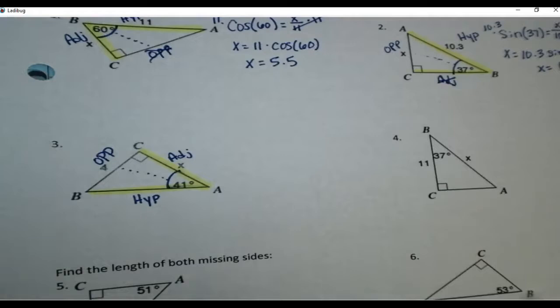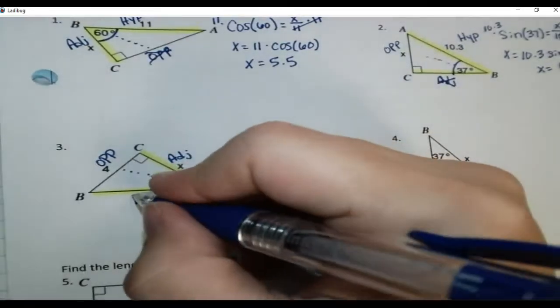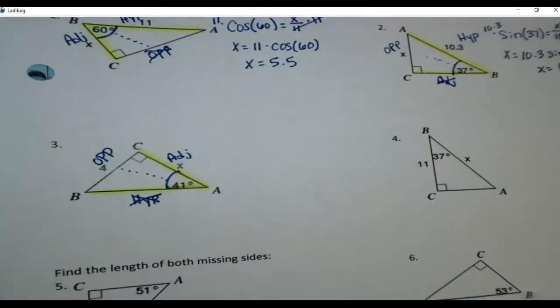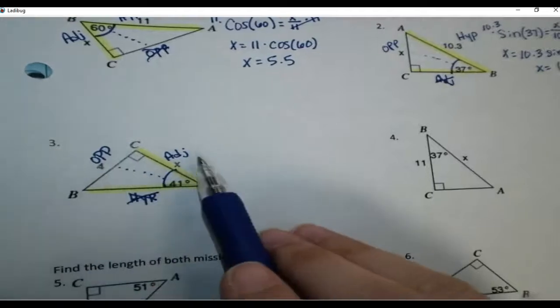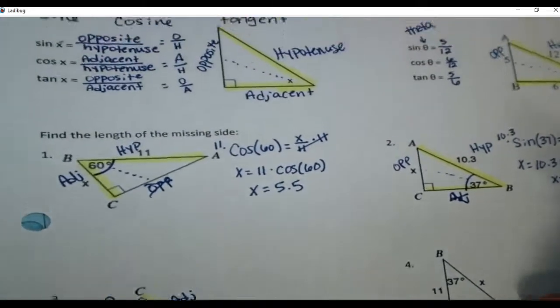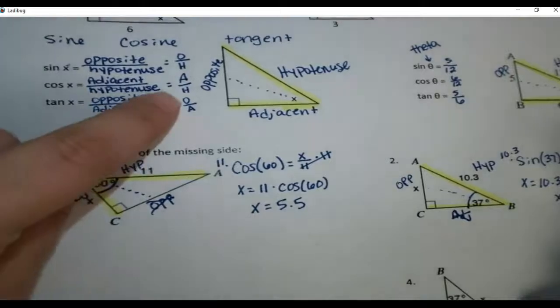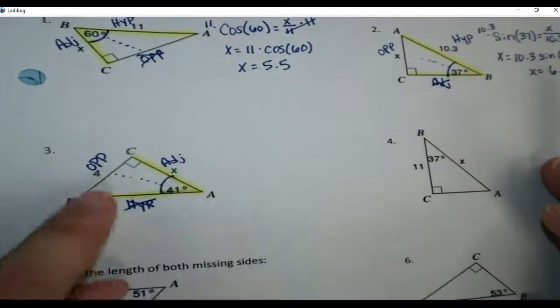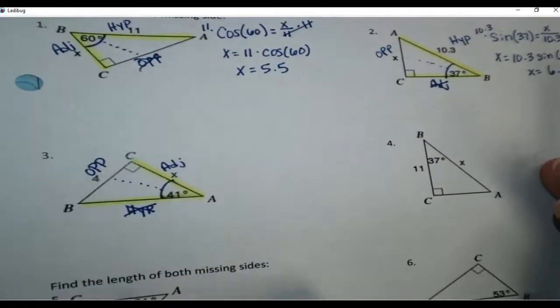Okay, so which one do I know? Which side? Opposite. Which side am I wanting to know? Adjacent. So I do not care about the hypotenuse. Okay. So if I'm looking for adjacent and I know opposite, which trig function should I use? Tan, because tan is opposite and adjacent, and I know opposite and adjacent.